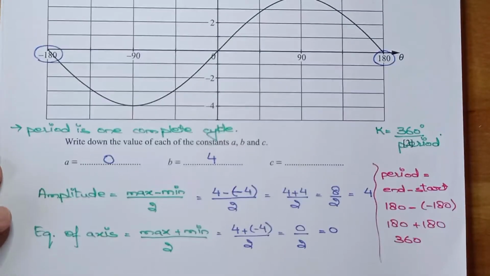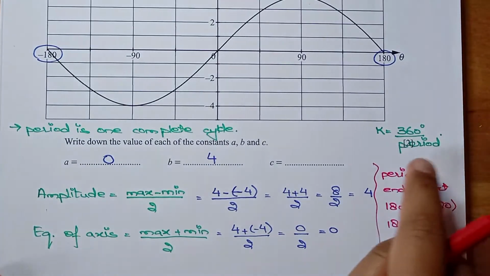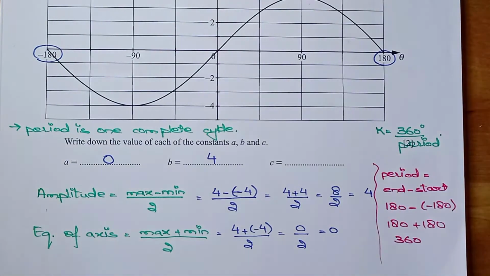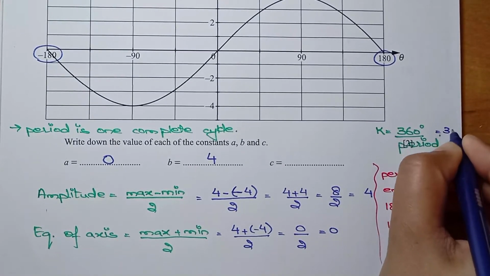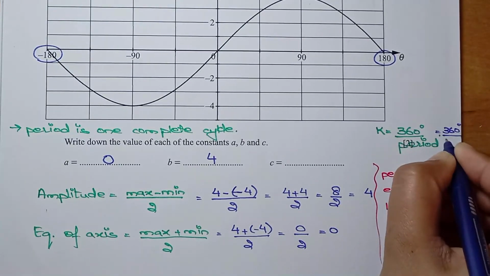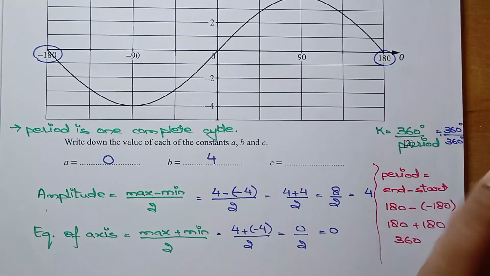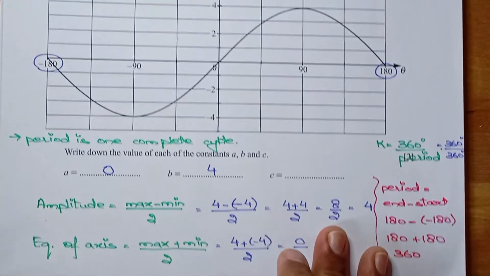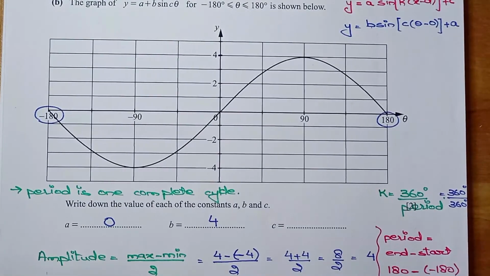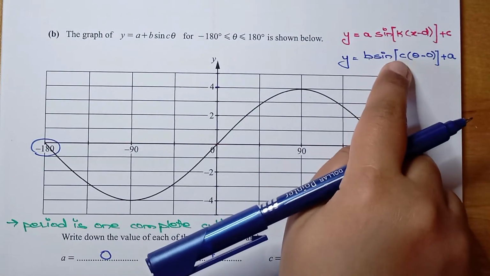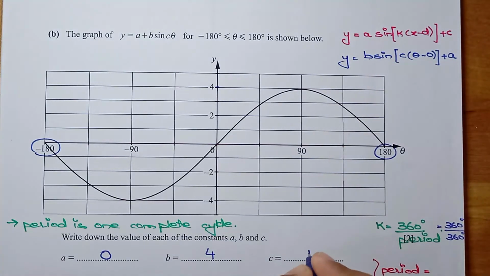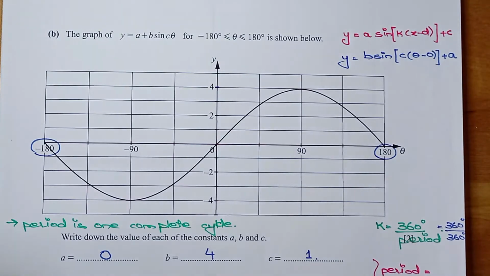So when the period is 360, how can we find the k value? Just substitute the period over here. So we will get the k by doing 360 over 360, because period is also 360. So we got the k value is 1, right? And the variable c is representing the k value. So c value in this case is 1. Right? So this is a way to find the equation of a sinusoidal function if we are given the curve.